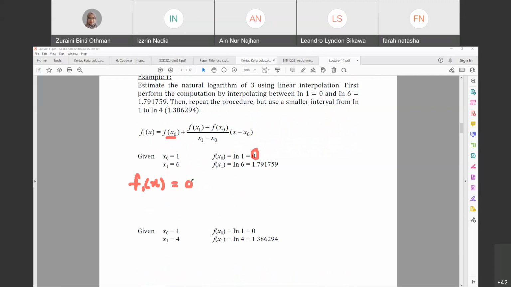Which means it is 0 plus f(x1) minus f(x0). Minus this, okay, so we get the value and put it here, divided by x1 minus x0. 1 minus 0, x1 minus x0 is 5.